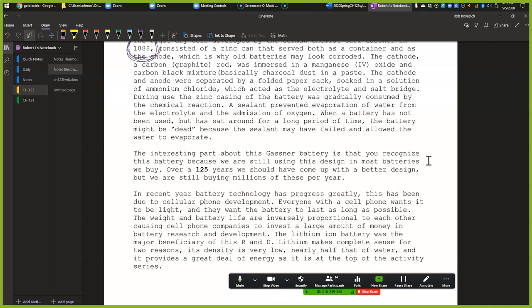Can anybody give me some pros and cons to the lithium-ion battery? Really light, high energy density. Okay, so first thing is, its density is 0.53 grams per milliliter. That's almost half of what water's density is. So of metals, it's very not dense, meaning you can make a big battery out of it and the thing doesn't weigh, you know, like 70 pounds or something.